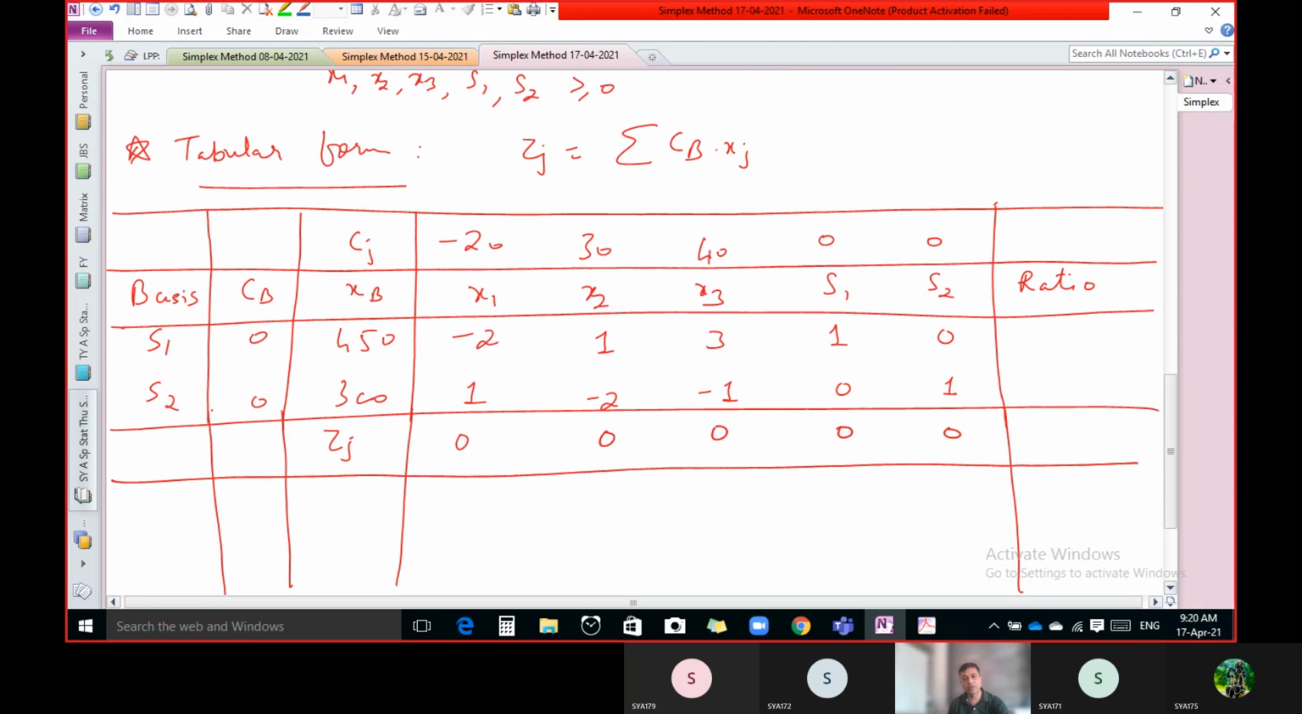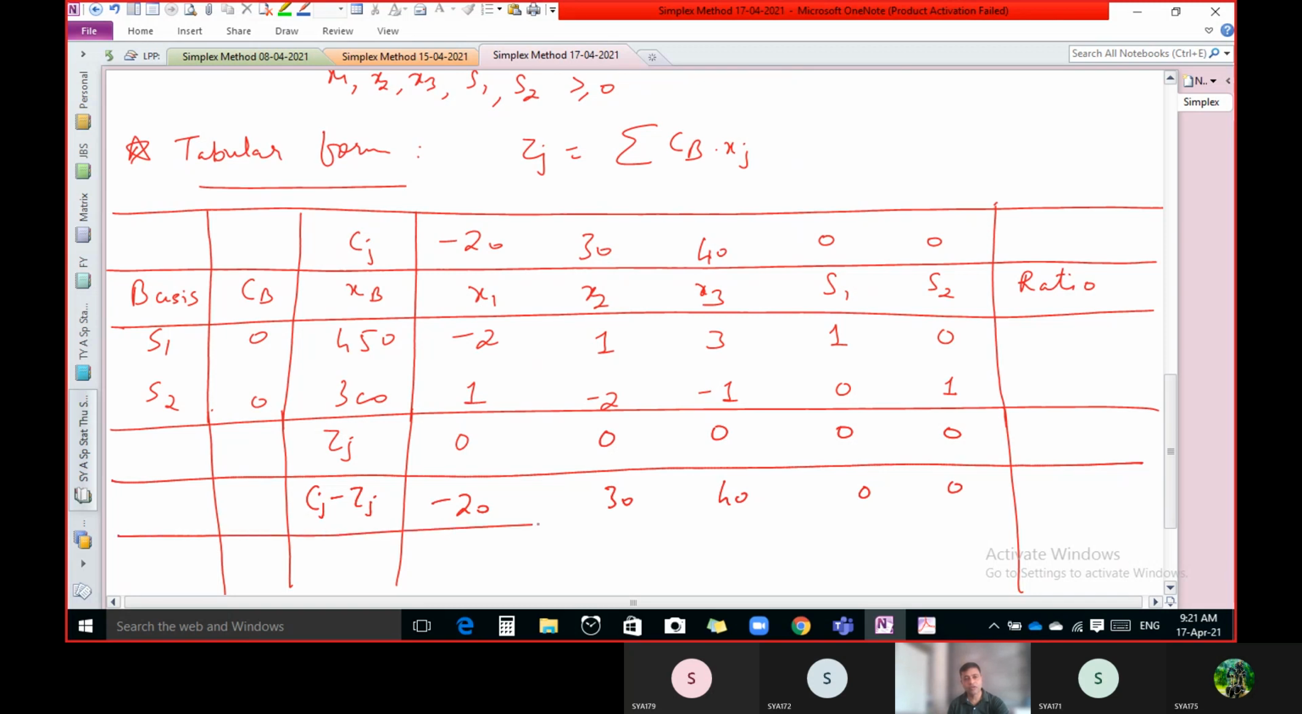Okay, once we have all values of Zj, calculate Cj minus Zj. So see, Cj is minus 20. Minus 20 minus 0, we get minus 20. 30 minus 0, we get 30. 40 minus 0, we get 40. 0 minus 0, 0. 0 minus 0, 0.